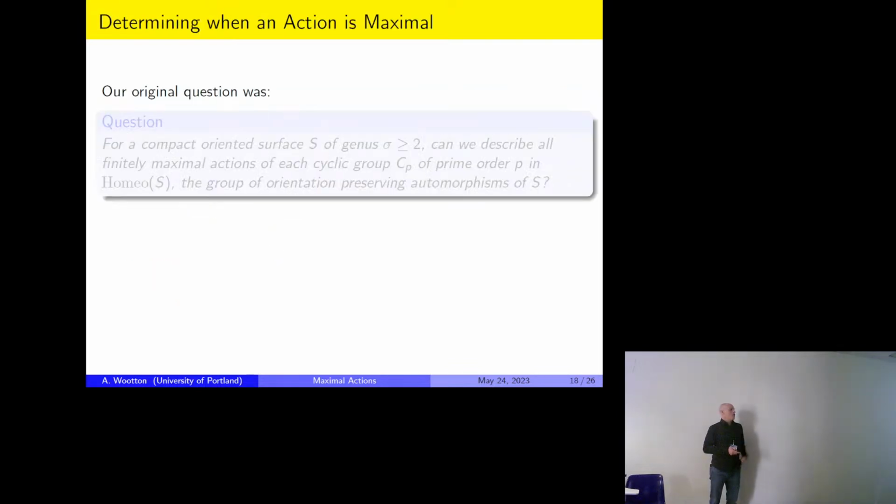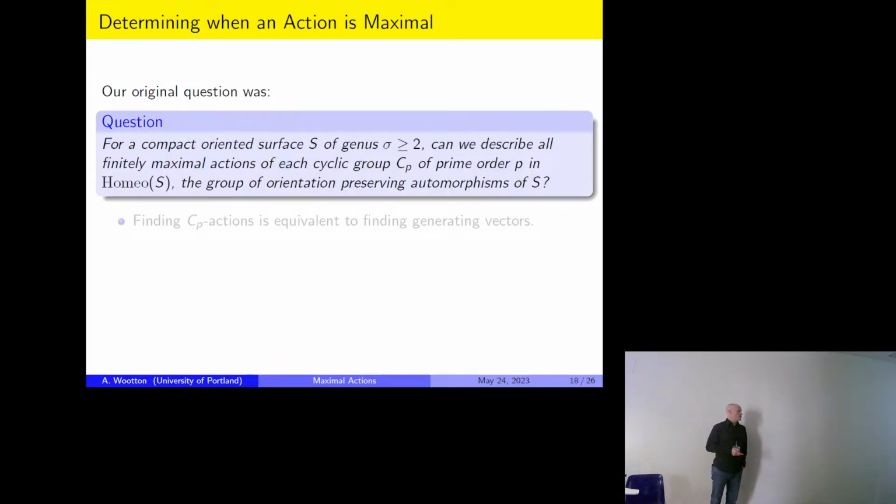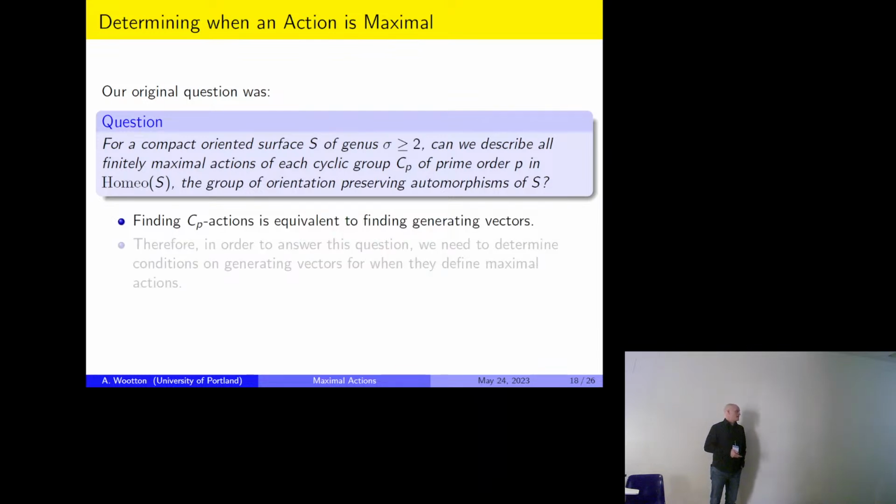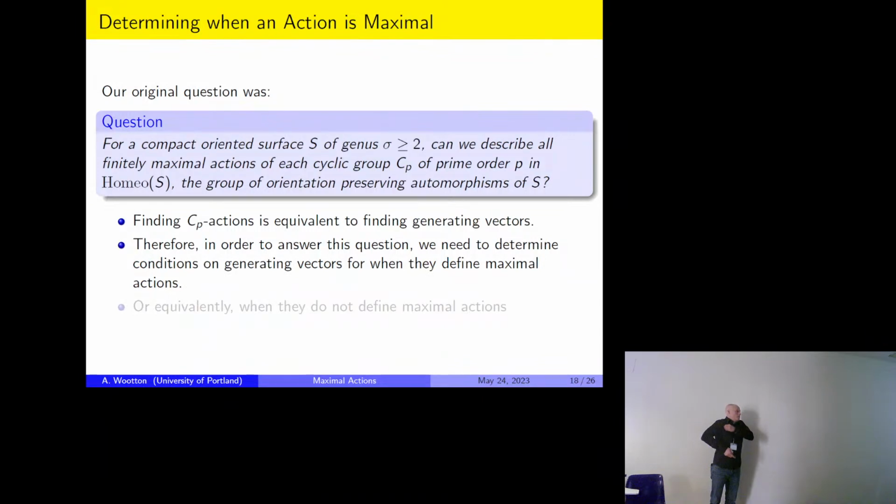Okay, quickly back to the original question to tie it all up. Remember, the original question was, can we describe all finitely maximal actions of each cyclic group of prime order p in the full group of homeomorphisms? Well, finding C_p actions is equivalent to finding generating vectors. That was the purpose of the last 10-15 minutes. So in order to answer this question, we need to determine conditions on generating vectors which determine when they define maximal actions, or equivalently when they don't define maximal actions.